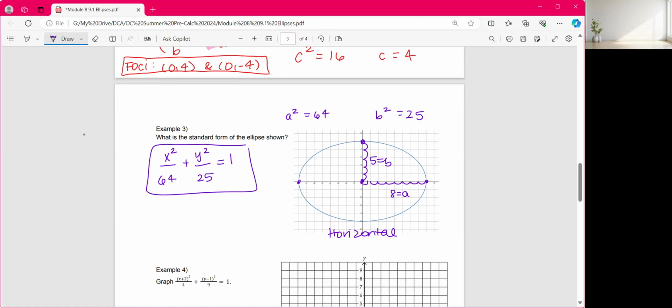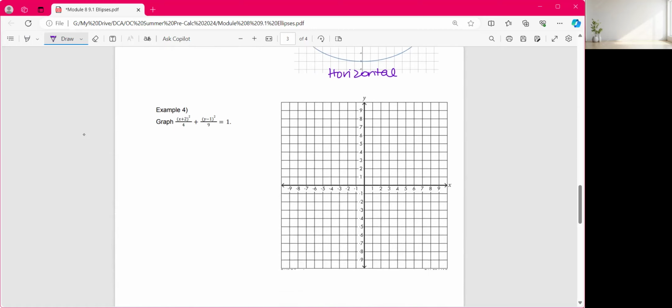So remember that a is the distance from the center to the vertex, and the distance from the center to the co-vertex is b. The vertex is on your major axis and your co-vertex is on your minor axis. So it just helps to label that the first couple times, and then you'll definitely get used to it. Then example 4, we are now going to practice graphing.